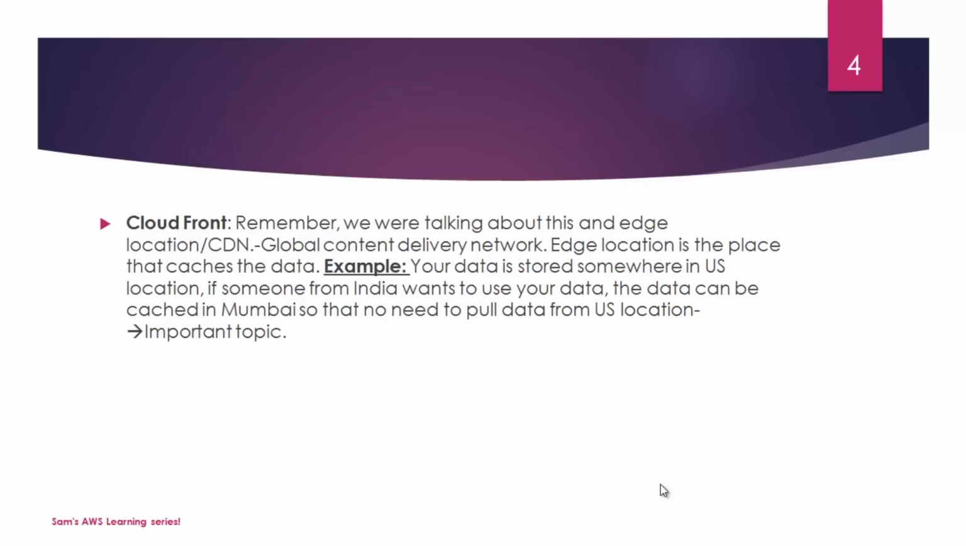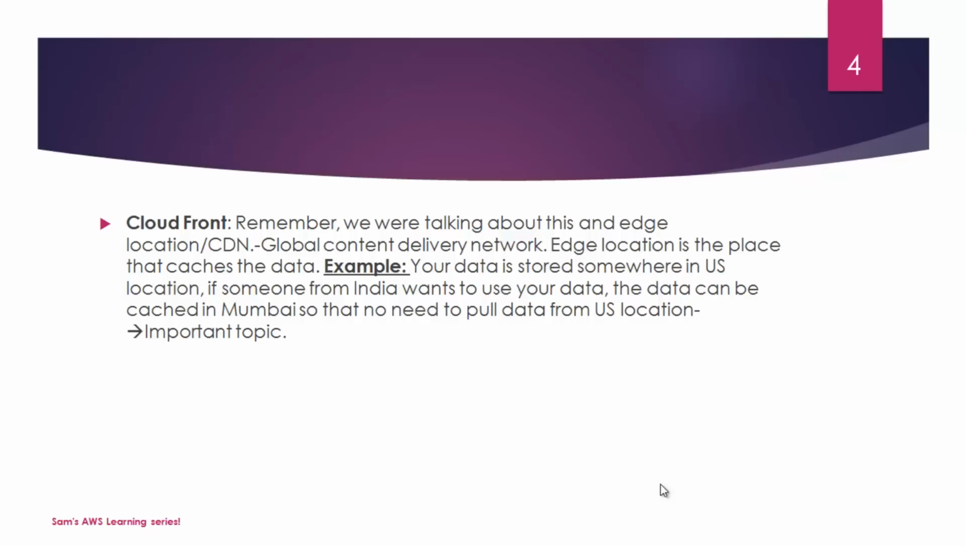And then another offering is CloudFront. If you remember, we were talking about the edge location and content delivery network in the previous slide, global infrastructure. So this is the global content delivery network offering from AWS. Edge location is the place that caches the data. I know you will be a bit confused, but let me give you this example. Think about this: your data is stored somewhere in a US location. You have a website or data or a file, and someone from India wants to use your data. How will the network traffic go?